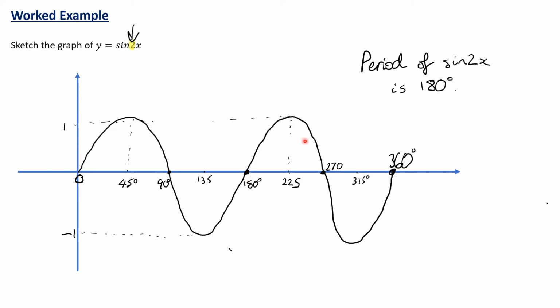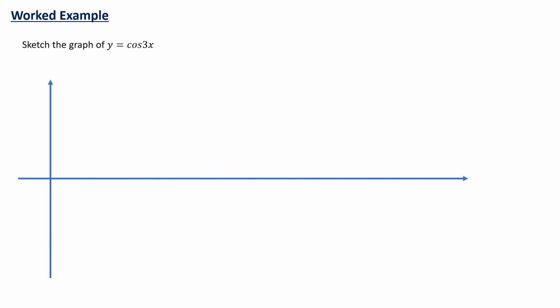180, then we start again, and so on. Okay. Our next example, we want to sketch the graph of y equals cos 3x. Not 3 cos x, cos 3x.